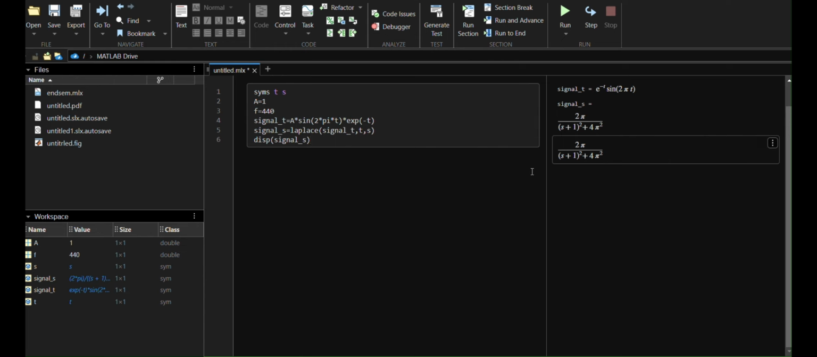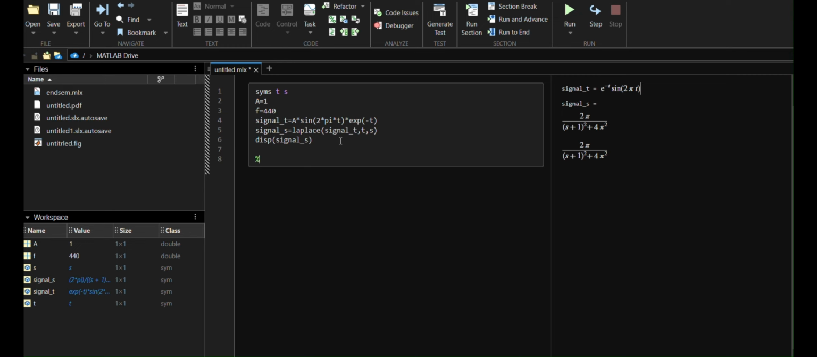Now let's plot the graph between the time domain and the complex domain. How the graph looks like, we'll see now. So let's plot the graph. First plot the time domain signal.